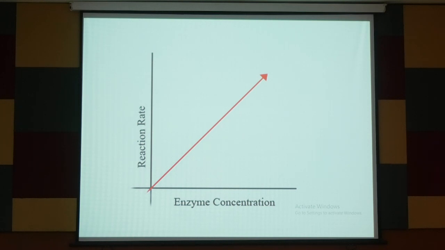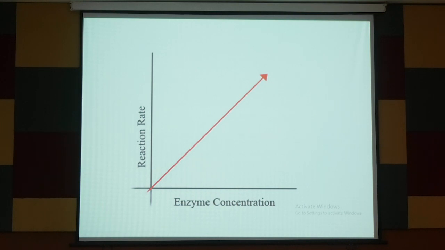Whether you take it for substrate or product, the rate of the reaction with enzyme concentration, increasing enzyme concentration will always be upward, increasing. Why? More enzymes, higher rate.